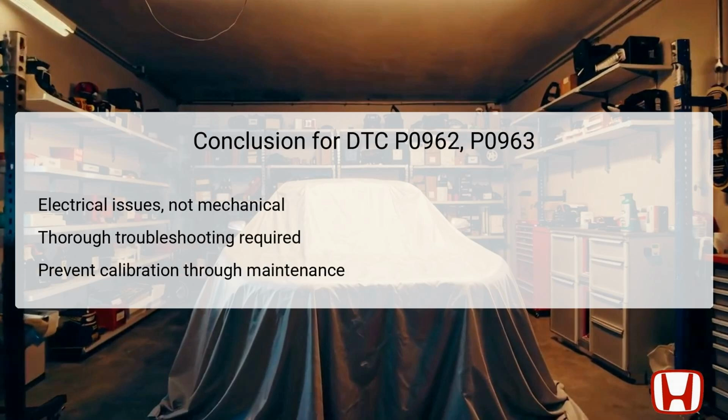In conclusion, DTCs P0962 and P0963 pertain to electrical issues specifically associated with the CVT drive pulley pressure control valve circuitry in Honda Civic models from 2016 to 2021. It is vital to recognize that these codes highlight the importance of thorough troubleshooting processes to isolate and repair electrical faults, rather than misattributing issues to mechanical failures in the transmission.